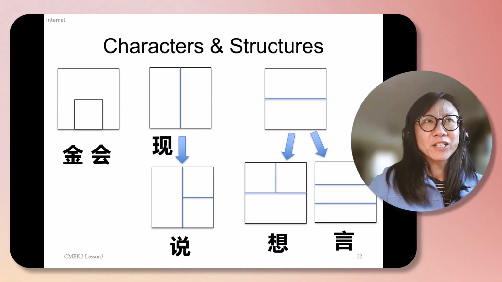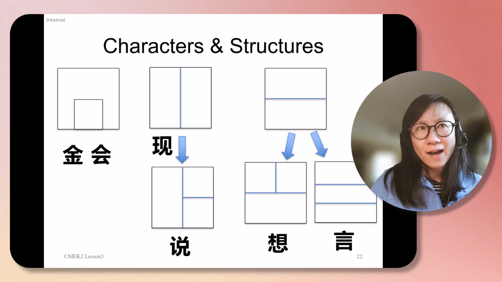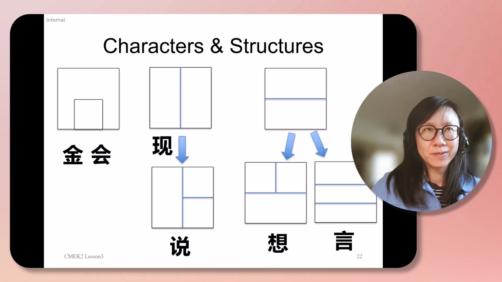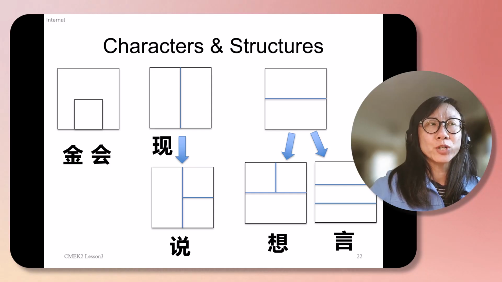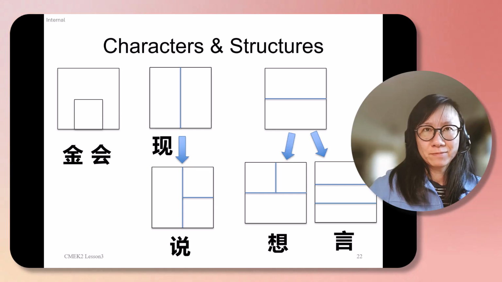Now let's learn the characters and structures of this lesson. Before we go ahead into lesson 10's characters and their structures, let's have a bit of a review of what we learned about the characters and structures in lesson 9. In lesson 9, we learned 3 types of structures. The first one is the half enclosure, with the small square falling in the middle of the bottom line. And the characters related to this structure are Jin and Hui.